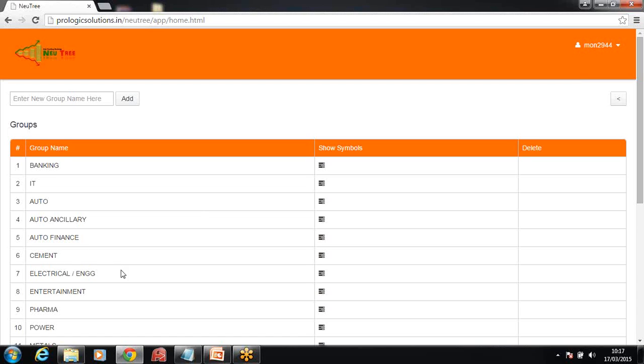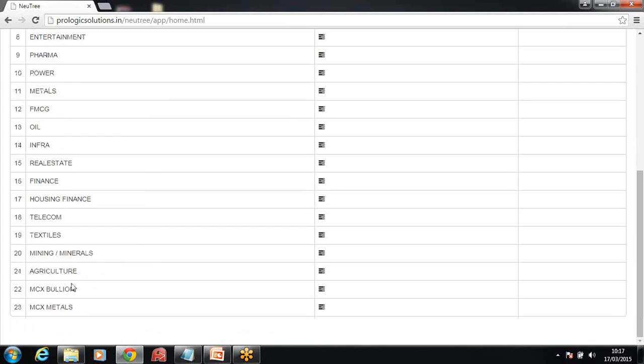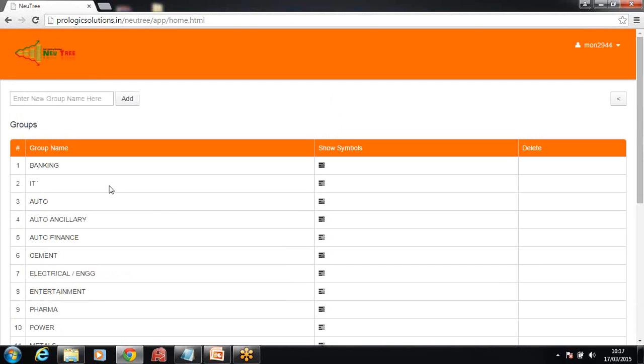We have the cement companies, electrical and engineering companies. We have the entertainment segment. We have pharma, power, metals, FMCG, oil and gas, infrastructure, real estate, finance, housing finance, telecom, textiles, mining, minerals, agriculture, and we have the MCX bullions. That is nothing but your precious metals, and you have MCX metals also.